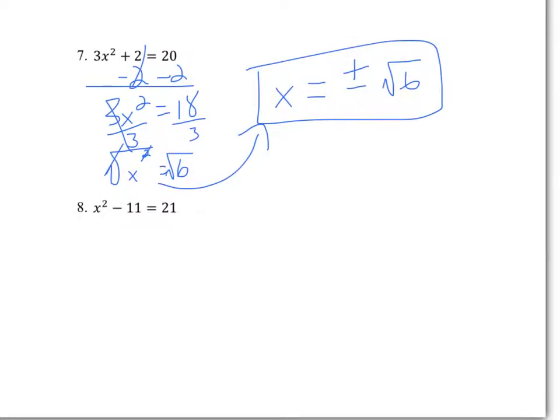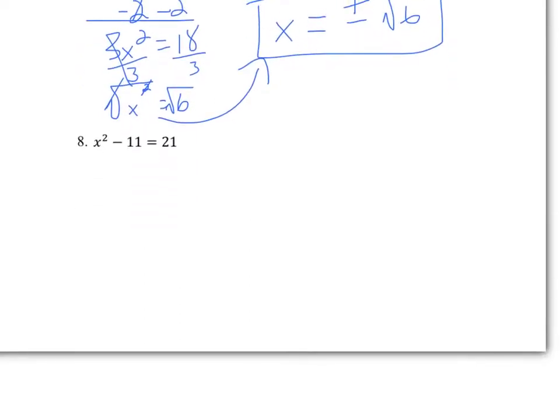The reason for that is because plus square root of 6 times plus square root of 6 is going to be equal to 6, but also minus square root of 6 times minus square root of 6 is also going to be equal to 6. So it doesn't matter if it's plus or minus. When you square something, it's going to come out positive, so that's why you need the plus or minus there.